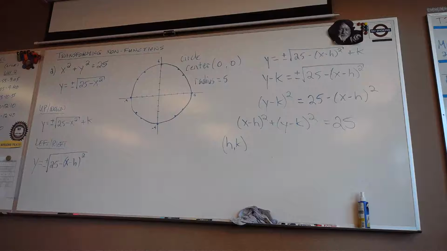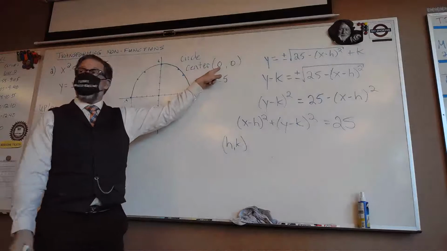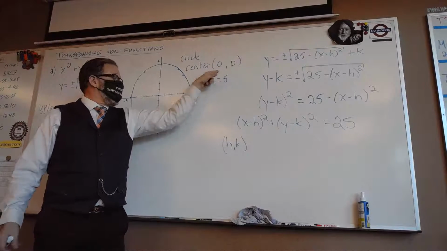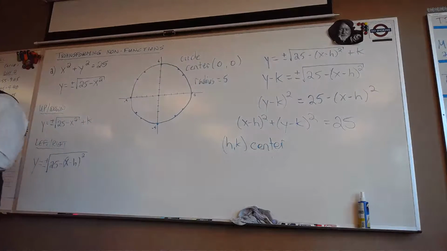What happens when you move h and k around? So what does the point (h, k) tell you about your circle? The center. Oh, look at that. It tells you where the center of the circle is, because our original circle started at 0, 0. But if I move the whole thing by h left or right and k up or down, it changes the center.